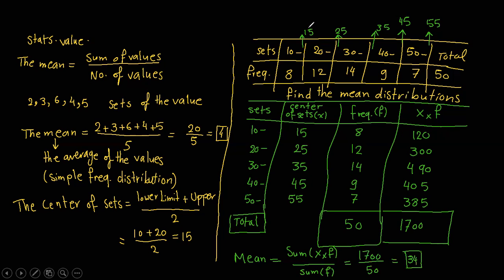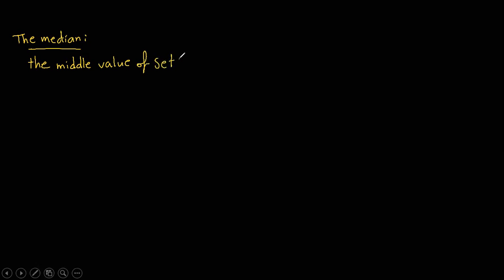Our next point will be the median. We studied the median last year, and we know the median is the middle value of a set. So the middle value of a set depends on arranging, and this arrangement is either ascending or descending.